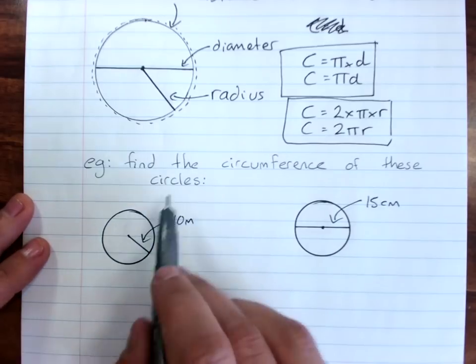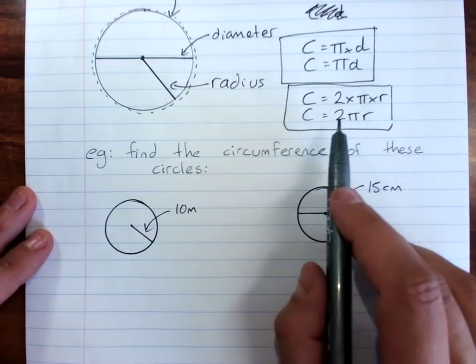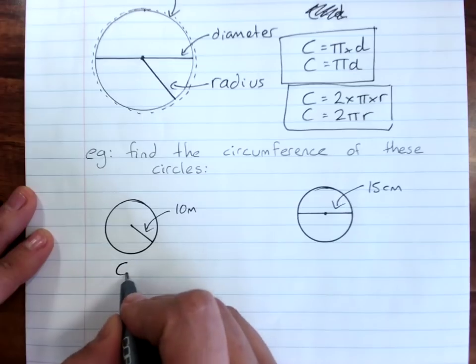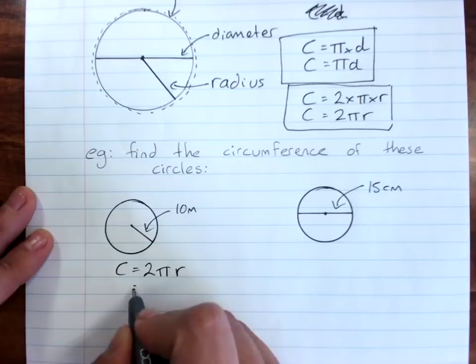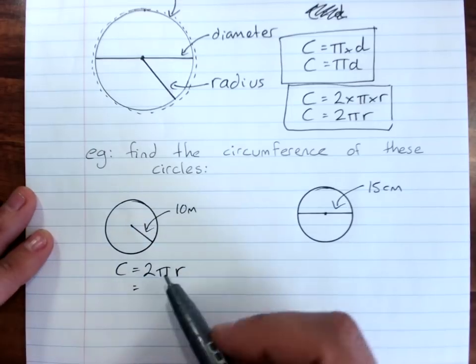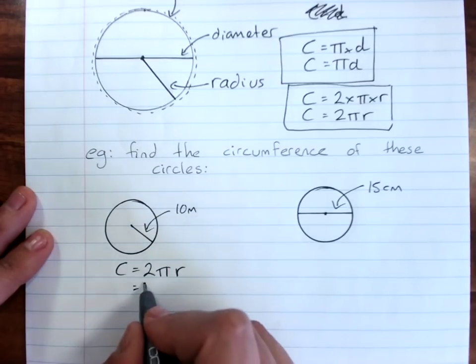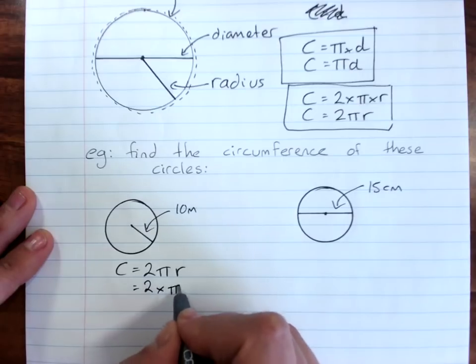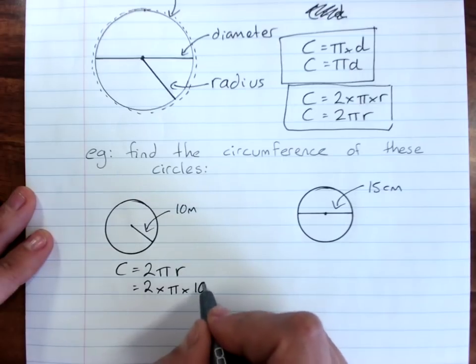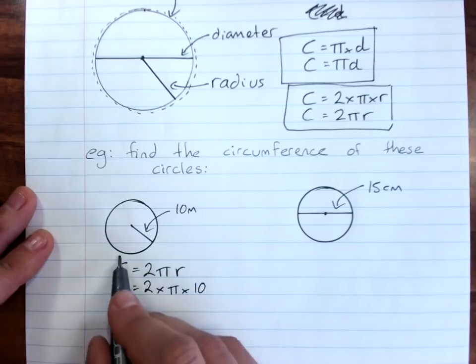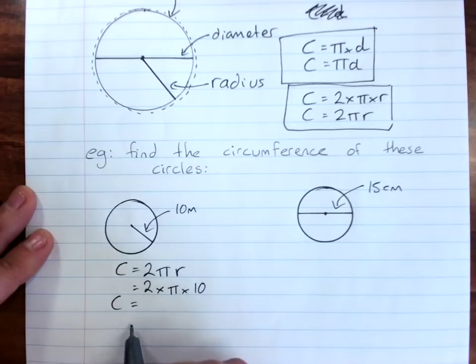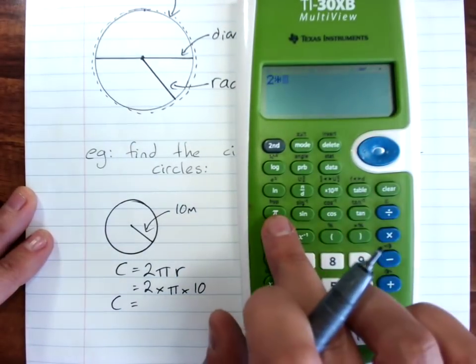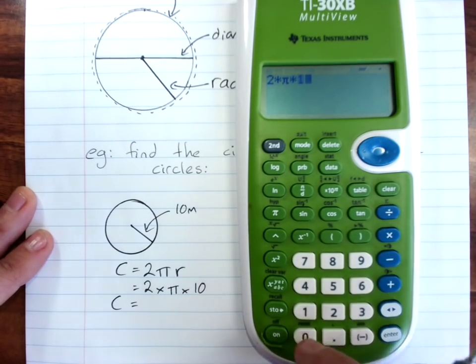So in this circle, when I have to find the circumference, I'll choose the radius formula. Circumference equals 2 times pi times the radius. You write the formula, substitute in the radius value that you know. So I want 2 times pi times the radius, which is 10. And see how my equal signs line up, and I say circumference at the start and the end. Now I'm going to type it into the calculator. 2 times the pi key times 10.